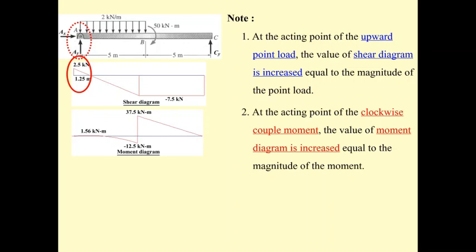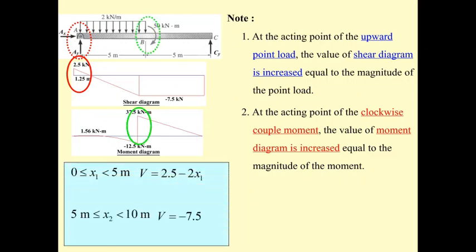Okay, and next, the bending moment. The clockwise bending moment produces what? Produces the bending moment from minus 12.5 to plus 37.5. So we can conclude that at the acting point of the clockwise couple moment, the moment diagram is increased equal to the magnitude of that moment. So a clockwise moment makes the increase, or makes the positive moment, at that point.